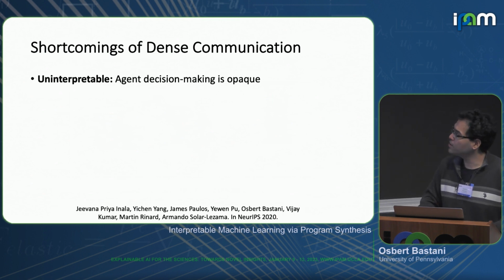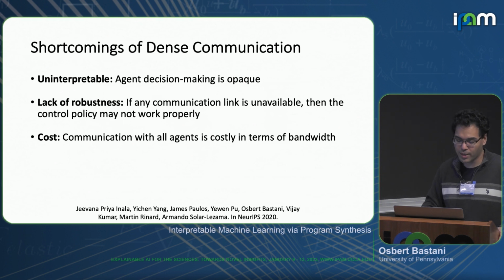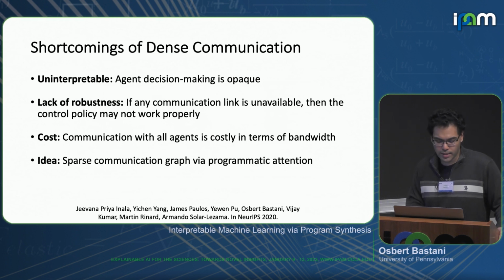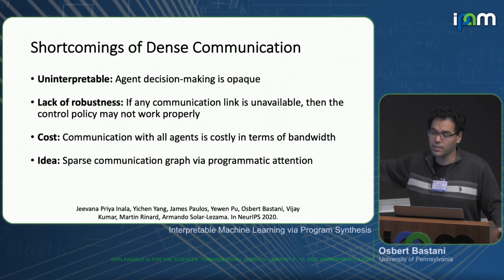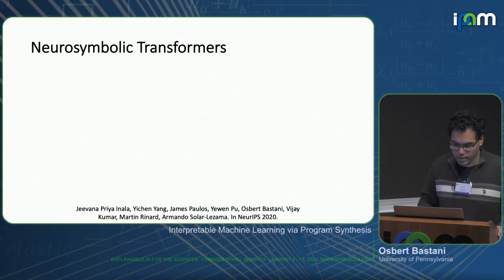Lack of interpretability is an important shortcoming, but there are also others, for example, lack of robustness, and also communication costs. This might cost a lot of bandwidth. One idea is to instead learn a sparse communication graph by using programmatic attention. Here we're only using program synthesis to learn the structure of the communication. The rest of the policy is still going to be a neural network.